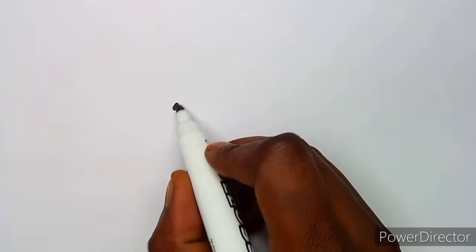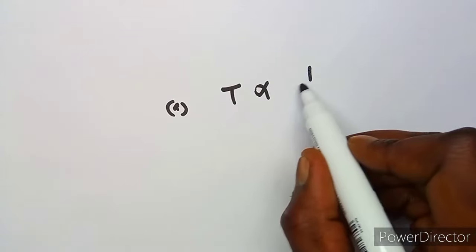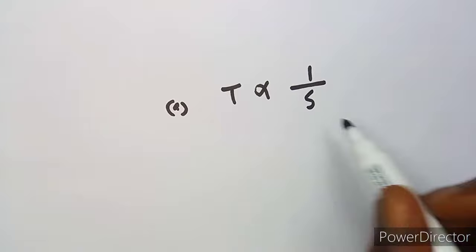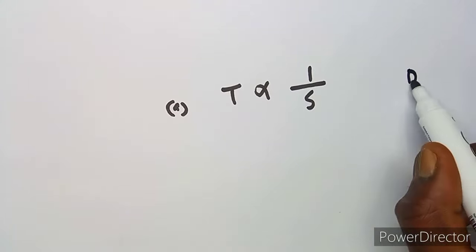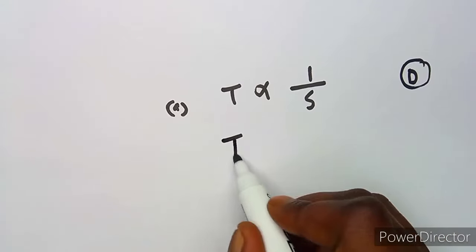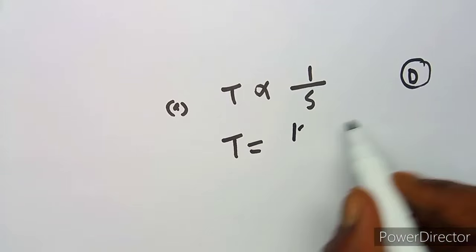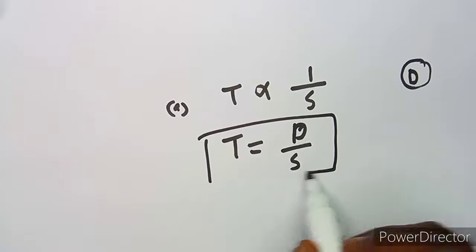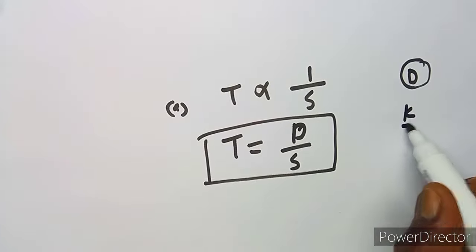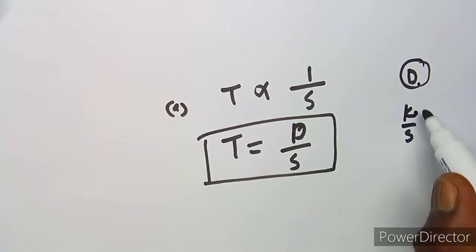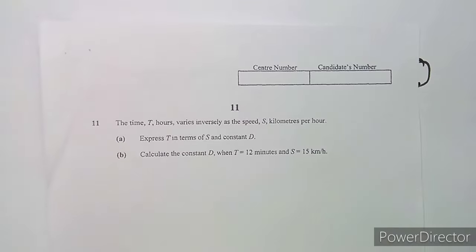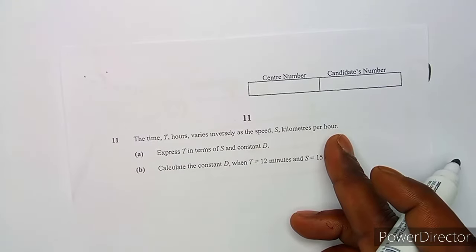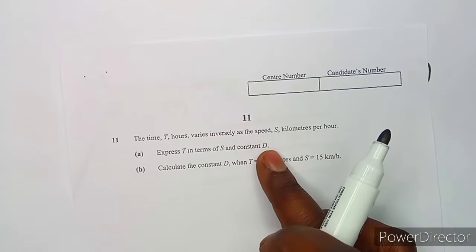T varies inversely as s. If t varies inversely as s, which is our speed, that is what it means, but we're given to use d as a constant, so t is going to be equal to d over s. So that is what we have in this place. We're supposed to have k over s, but they said use d as a constant, so we're going to use d. And take note, this t is a time measured in hours, your speed in kilometers per hour. So that means d is in kilometers.